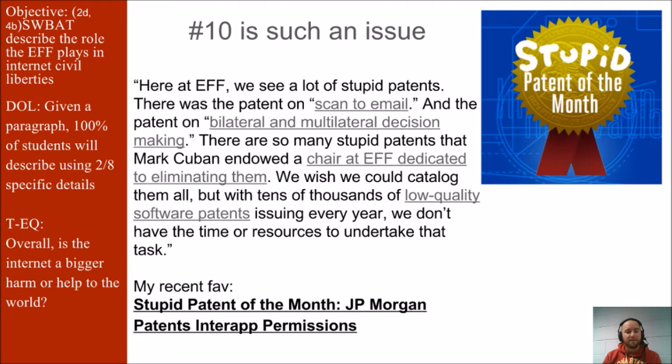So my recent favorite, though, is Stupid Patent of the Month's JP Morgan. They came up with a patent for inter-app permissions, which means if you have like a Facebook app on your phone and you wanted to go to like DeviantArt app and you click the sign in with Facebook button, JP Morgan is saying that they're the ones who created that idea. They're the ones who should have protection for such an idea, while most of the technological world would agree that such an app or patent is ridiculous, because inter-app permissions is just sort of like a common sense approach to balancing all the different apps on your phone.